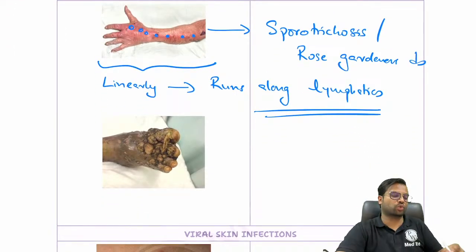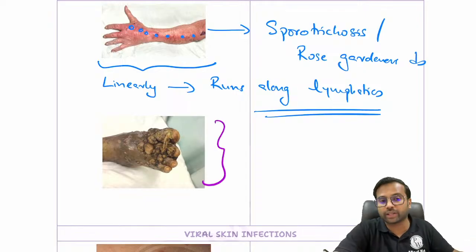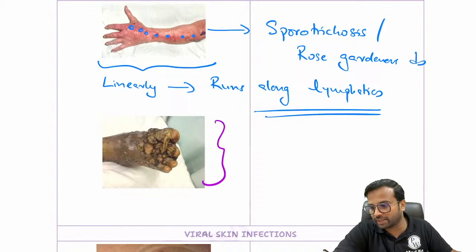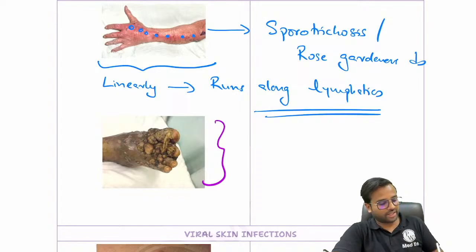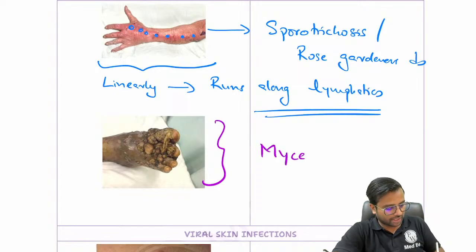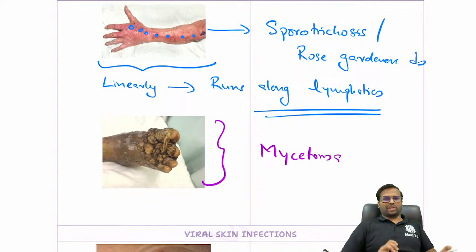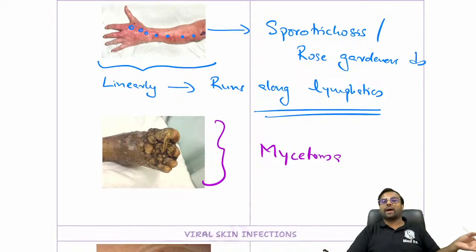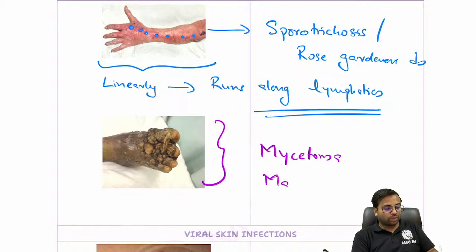Now what about the next one? If the next image comes to you for your exam as a spotter, is there any fungal infection that comes to your mind? Yes, it should be mycetoma. Even though mycetoma is not a purely fungal infection, it can be either bacterial or fungal, but more common is going to be fungus. It is also called as the Madura foot, right?